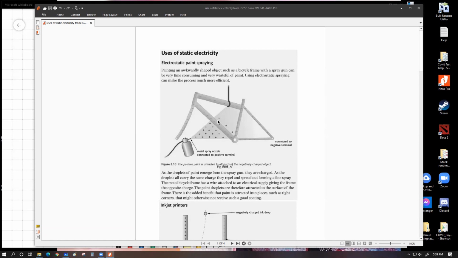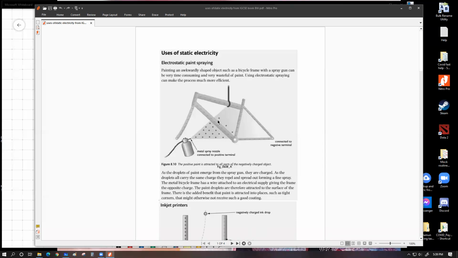But if we are trying to spray paint complex structures like a bicycle frame or other things where we want a uniform thickness of paint for the sake of beauty and looks, so that it looks good, and also want to do it with less wastage and pretty fast, we take help from static electricity.